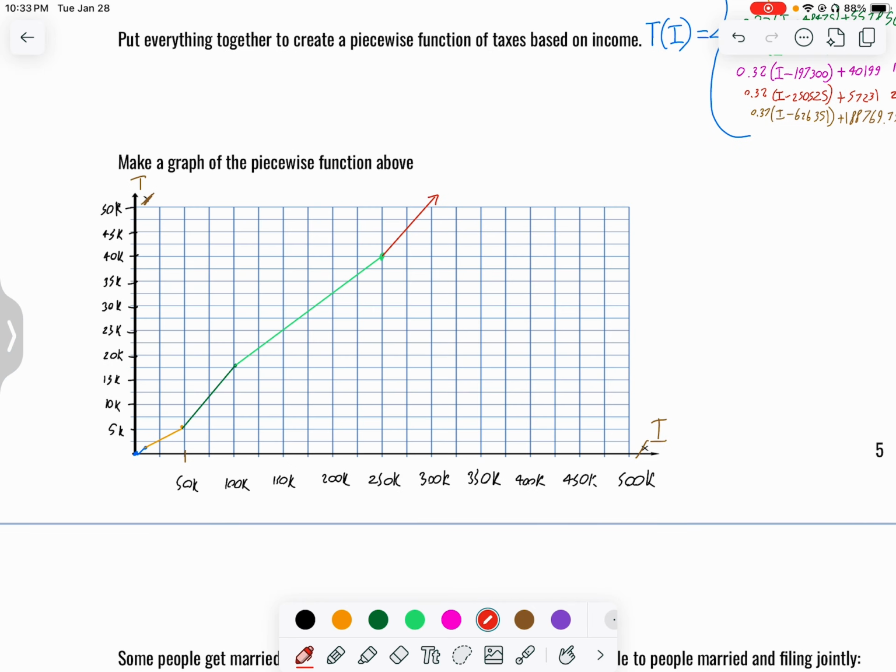This is one of the other things that I start to think about. Do I have enough space? First time making these notes. I don't have enough space. So next year, I will make sure that there's more space on this grid. And across the bottom, we're going to put the income. And across the vertical axis, that's taxes.